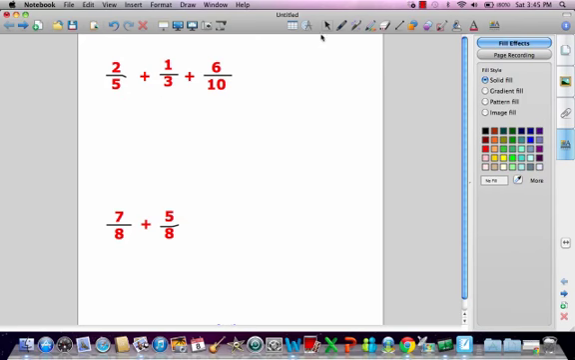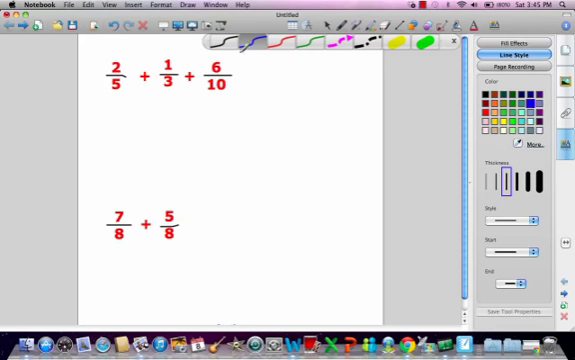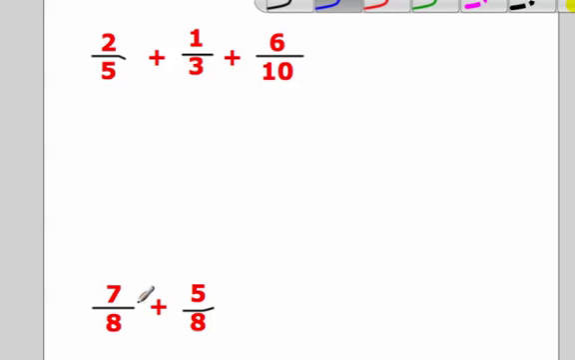All right, I'm reviewing adding fractions here. So these are actually two problems taken right from your test, numbers 1 and 2. This is number 1 right here. Whenever you're adding fractions, what do you need to do first? That's what you're always going to ask yourself.